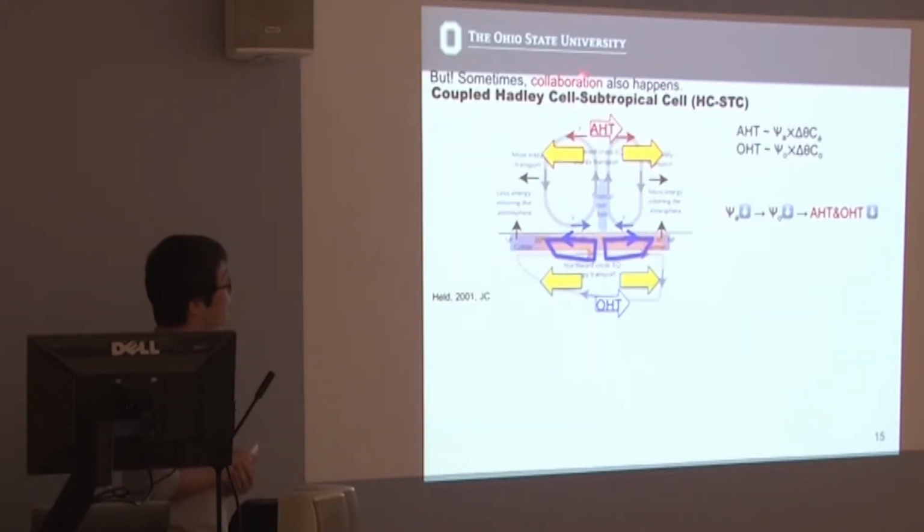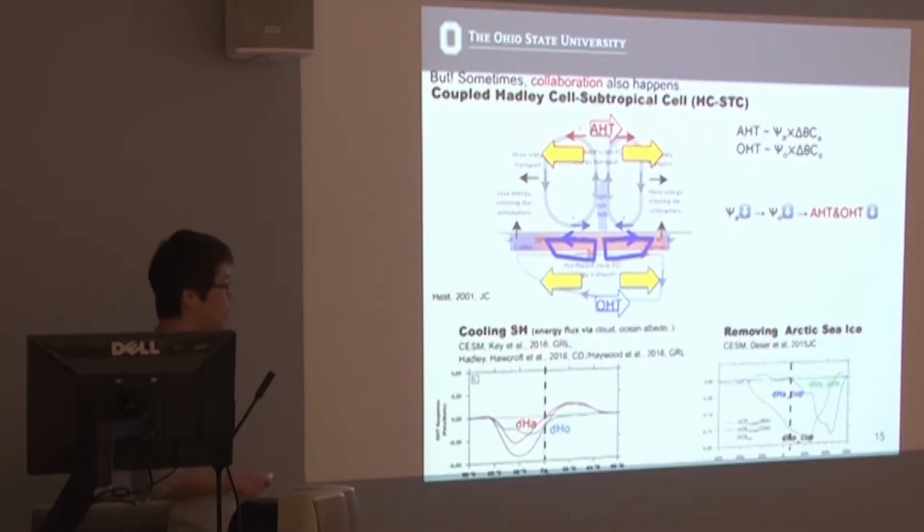But sometimes collaboration also happens. Collaboration means that the responses of atmosphere and ocean heat transport are in the same direction, which means both of them intensify or both reduce. Here's an example. We know that the Hadley circulation and the subtropical cell circulation are coupled. If the Hadley circulation weakens, then the subtropical cell will also weaken. If other factors don't change, then we will have reduced atmosphere and ocean heat transport. So in this way, the atmosphere and ocean heat transport responses are collaborating.